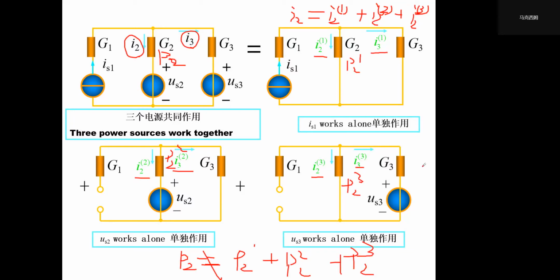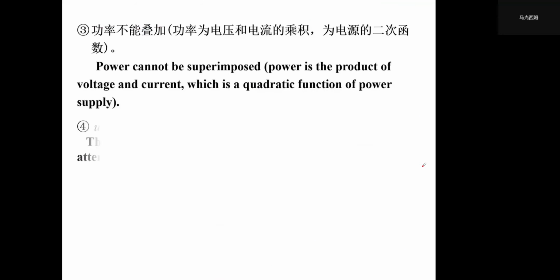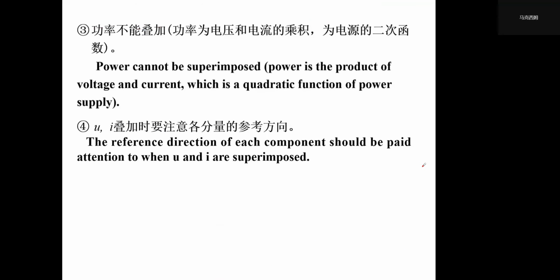They are linear functions of the voltage source. So they are the linear response to the source. And remember, we have to be careful of the reference direction of each component when we superimpose the U and I.